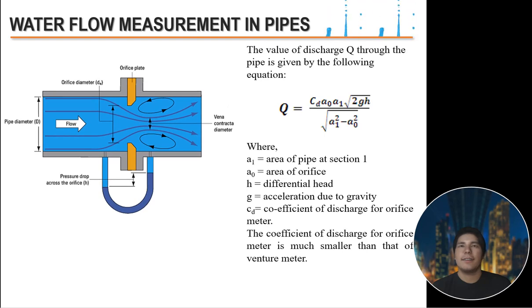So the value of the discharge Q through the pipe is given by the following equation. We have the discharge equal to the coefficient of discharge for the orifice meter, and then the area of the orifice multiplied by the area of the pipe at section 1, times the square root of 2gH, where H is the differential head, over the square root of A1 squared minus Ao squared. The coefficient of discharge for the orifice meter is much smaller than that of the Venturi meter.